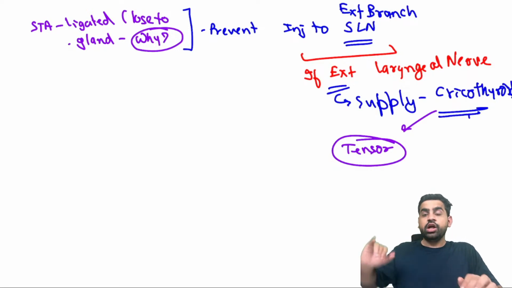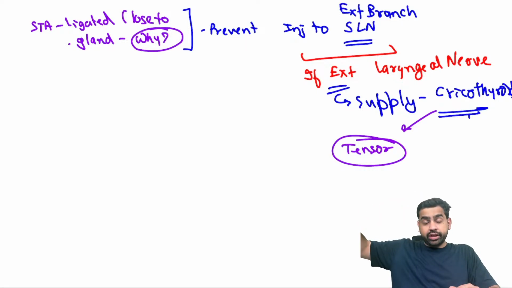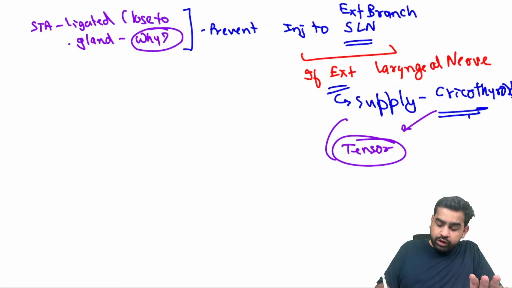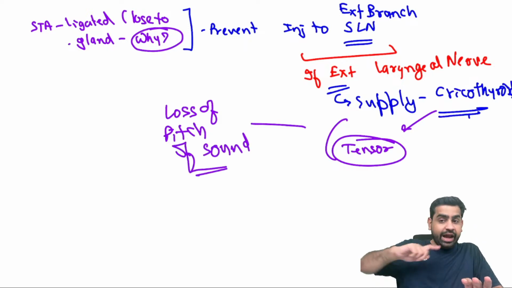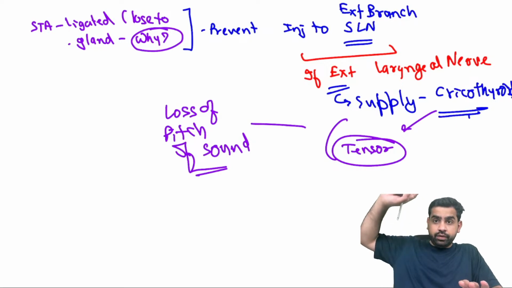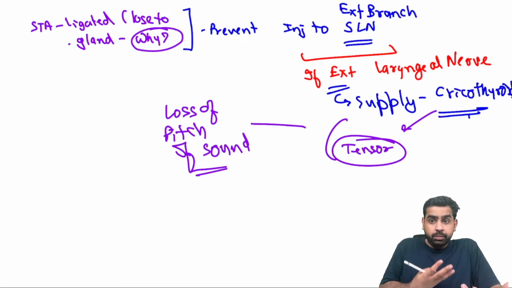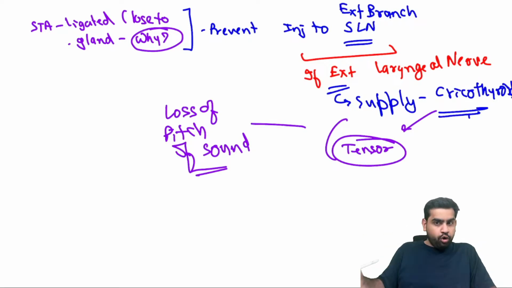Do you understand my point? The external branch of the superior laryngeal nerve supplies the cricothyroid, and it is the only tensor of the vocal cord. So if it is injured, what is going to happen? There is going to be a loss of pitch of the sound. The high notes that musicians are able to hit, they will not be able to hit. That is what happens if the external branch of the superior laryngeal nerve is damaged. I hope you have understood this point.